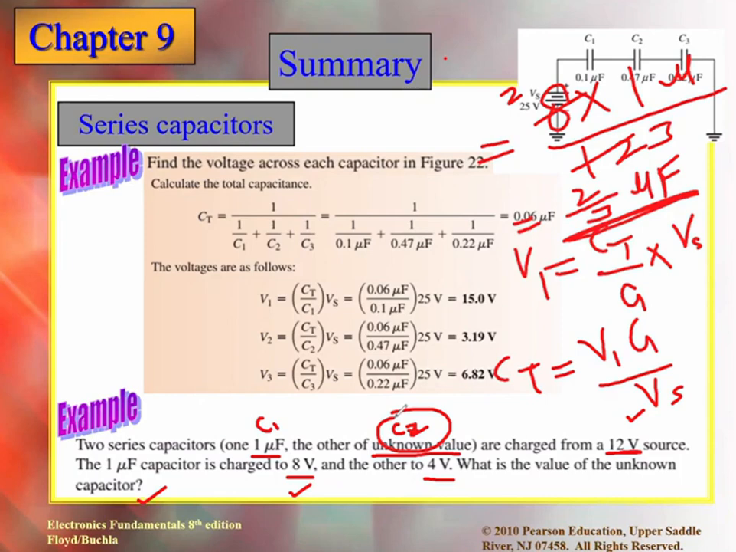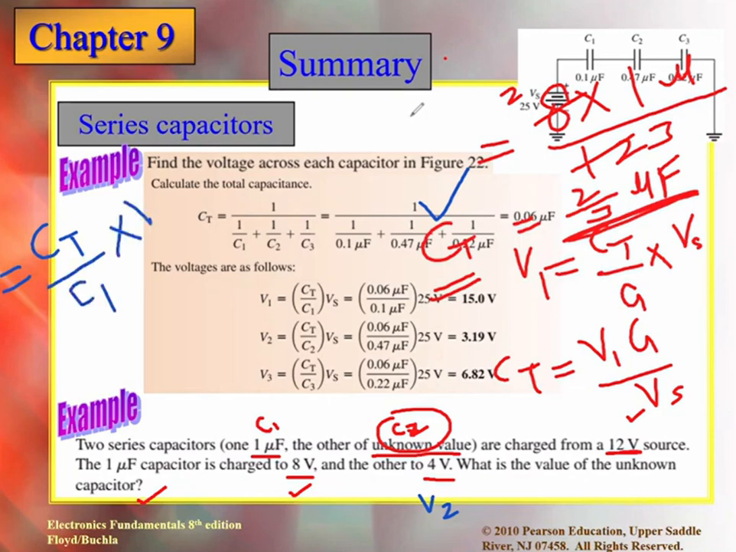So now you have CT. Then what next? We got one more thing, which is CT. And you also have V2. So can we apply the formula? V2 is equal to CT over C2 multiplied by Vs. And we can say C2 is equal to CT over V2 multiplied by Vs. Can we say it? Why is that opposite?